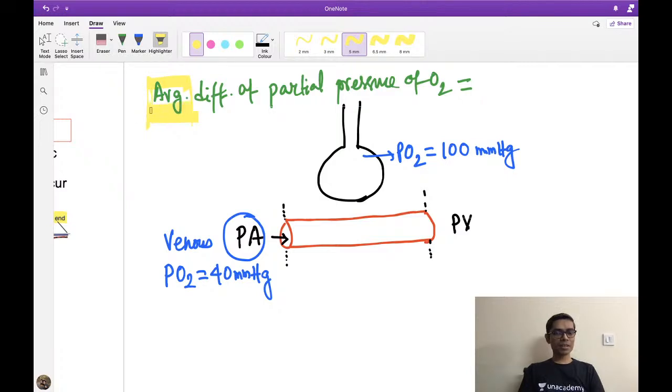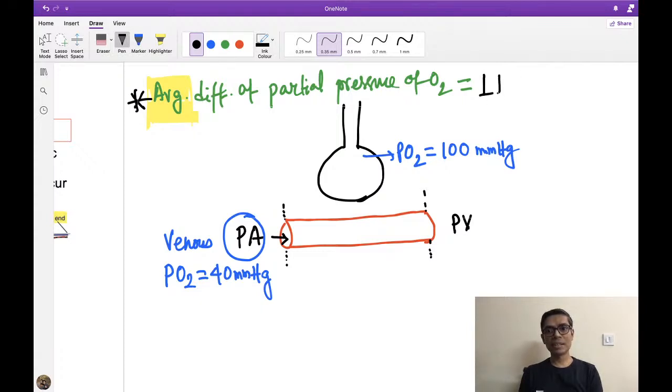This is the average word. This is changing your MCQ. So suppose this is your MCQ: the average partial pressure difference between alveoli and pulmonary capillary for oxygen. The average partial pressure difference between alveoli and pulmonary capillary is how much? The answer is 11 millimeter of mercury. I am not saying, Guyton is saying, and there is an explanation for this, but you must remember the average partial pressure difference between this alveoli and pulmonary capillary is 11 rather than 60.